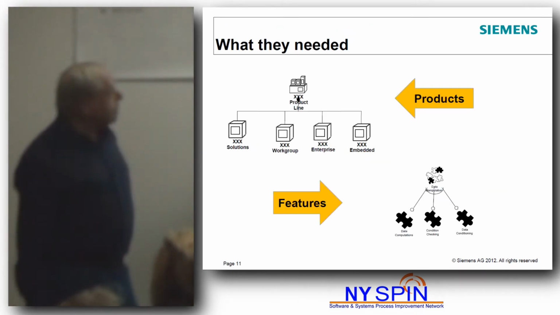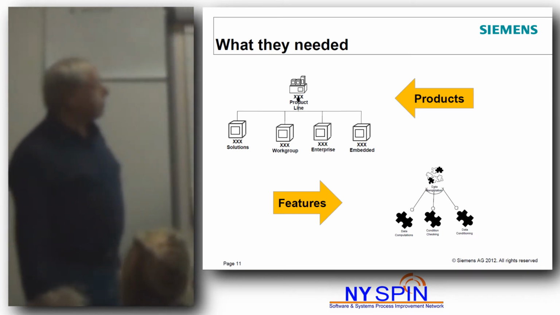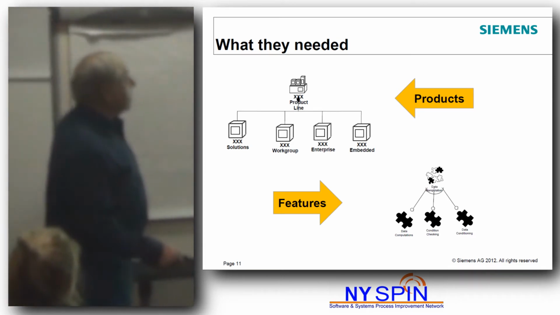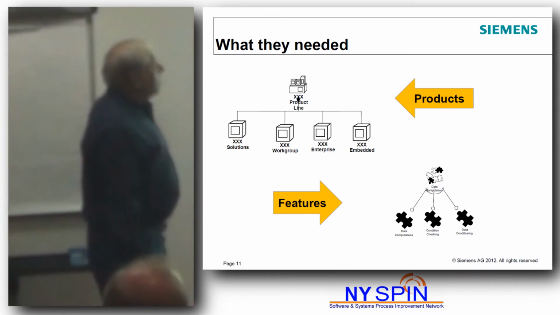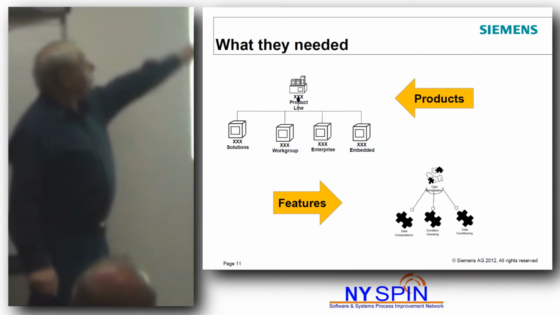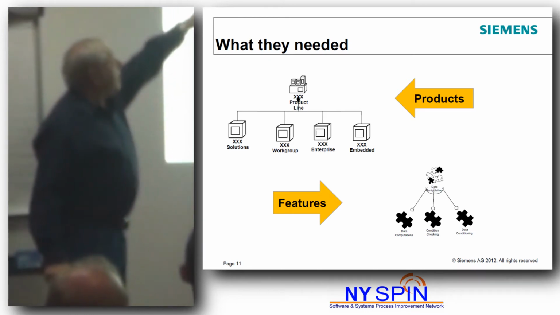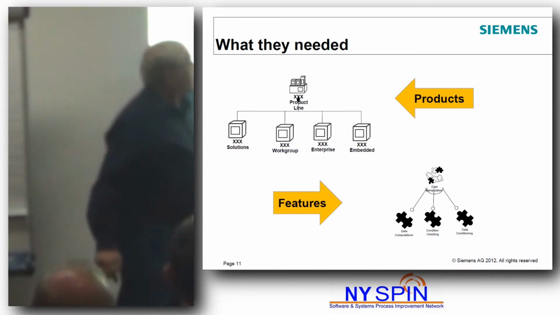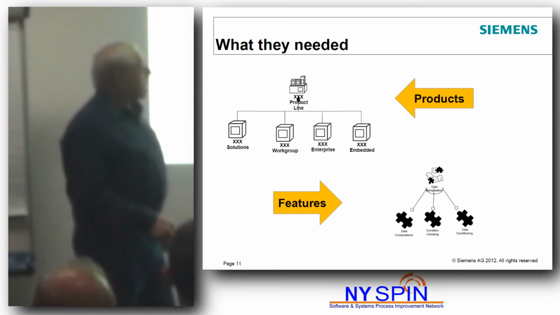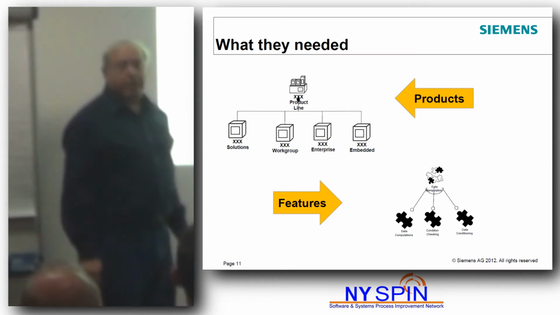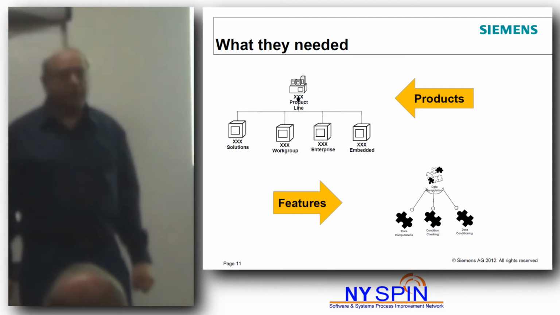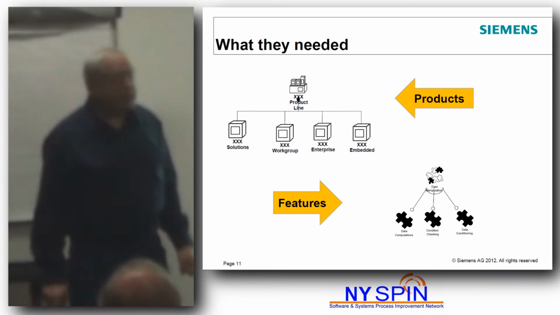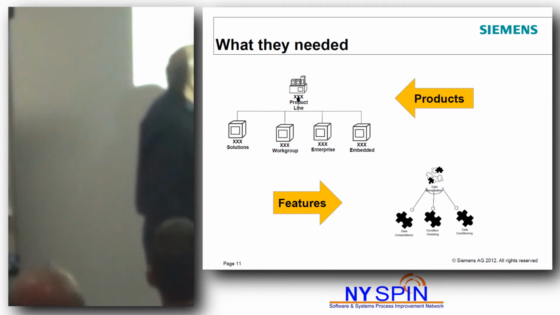Maybe I'm too far away. So this is what they needed. What they needed was something, is this working? That captured products. So here we see a product line, and here we see the products in the product line. And I wanted to be able to capture the features. How many of you are familiar with feature modeling or product line engineering? Any of you at all? Okay, so I'll walk you through briefly what this is.